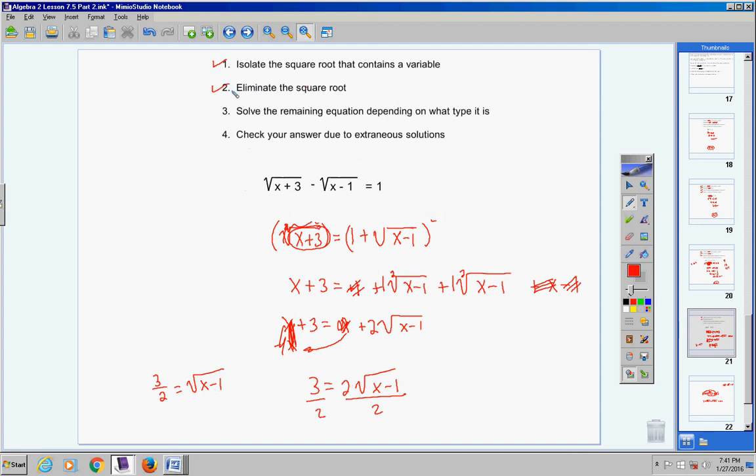Now let's eliminate it. This is a square root. So to get rid of a square root, we got to raise this side to the second power. If I raise one side to the second power, I must raise the other side to the second power. Well, I'm squaring the 3 and I'm squaring the 2. I'm squaring 3 halves, so 3 times 3 is 9. 2 times 2 is 4. And over here, when you square the square root, it canceled out, leaving you with x minus 1.